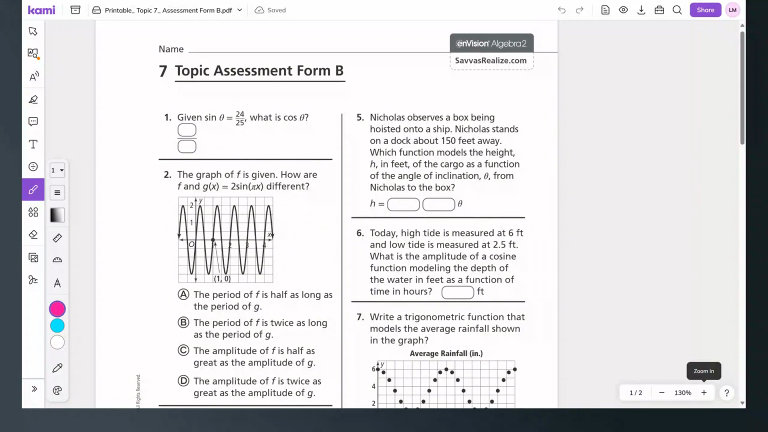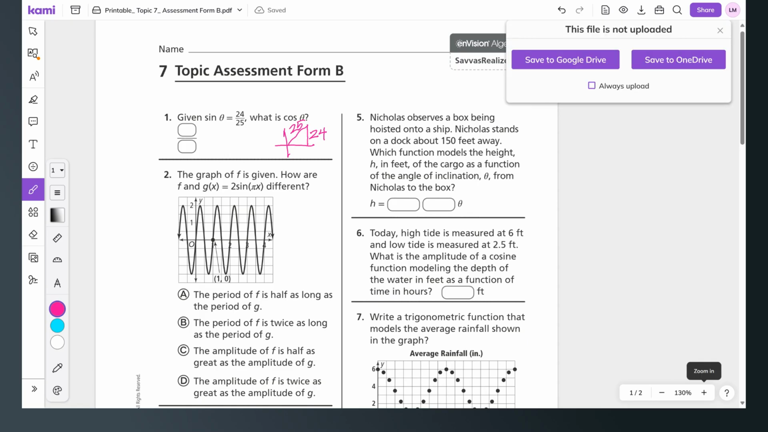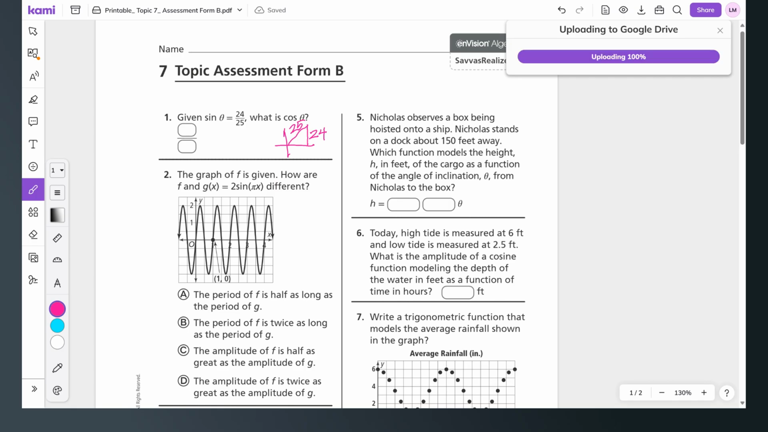Okay, so let's look at the review for topic 7. So for number 1, I would draw this in either quadrant 1 or quadrant 2. On your test, it will tell you which quadrant to draw it in. But it could be in either quadrant 1 or 2 because sine is the opposite side over the hypotenuse. And since the opposite side is positive, that can put me in either quadrant 1 or 2. But we'll just go ahead and put it in quadrant 1.